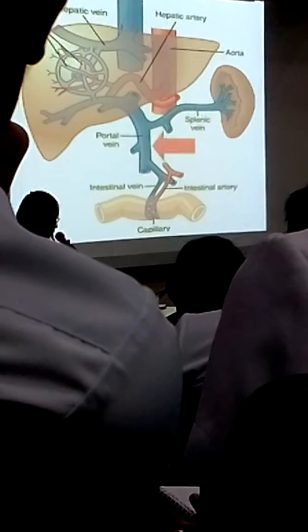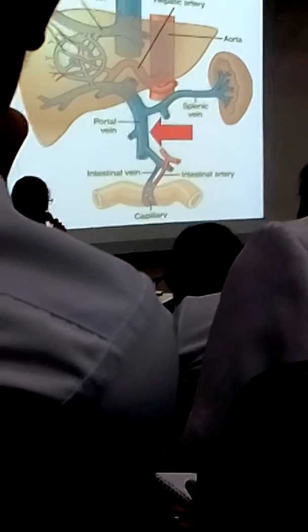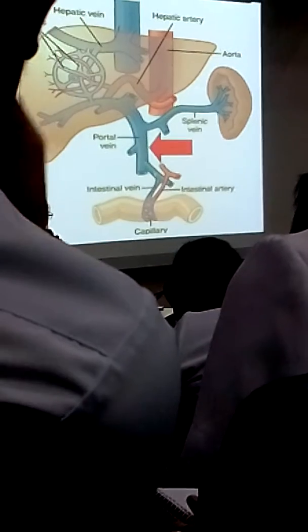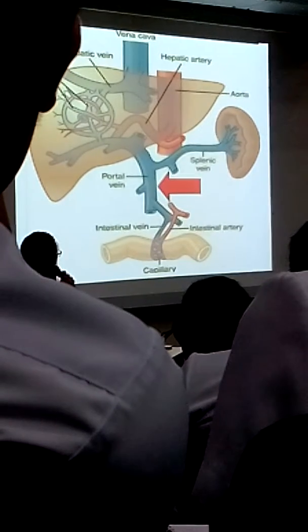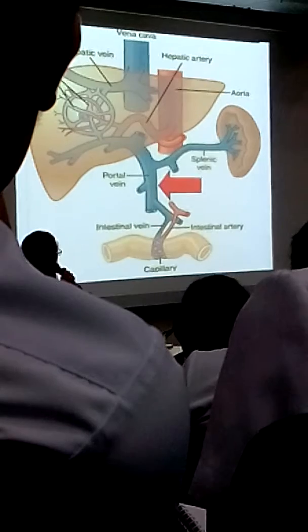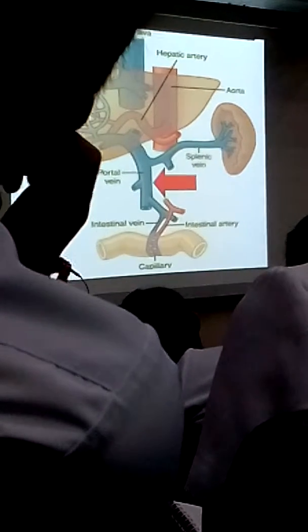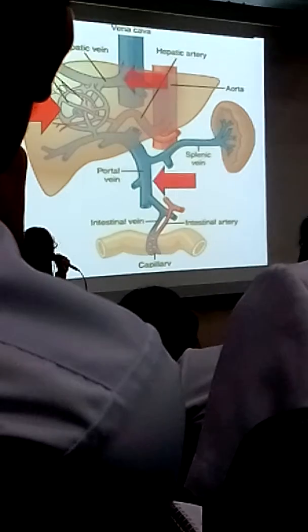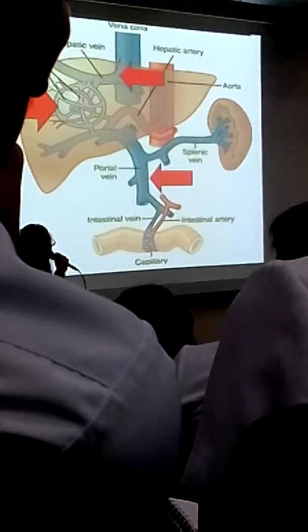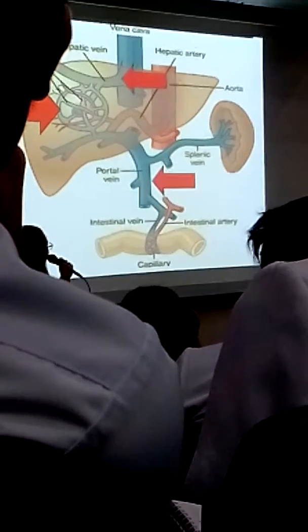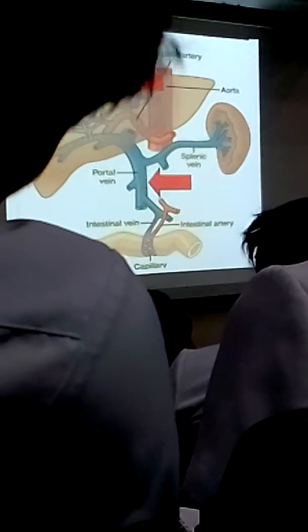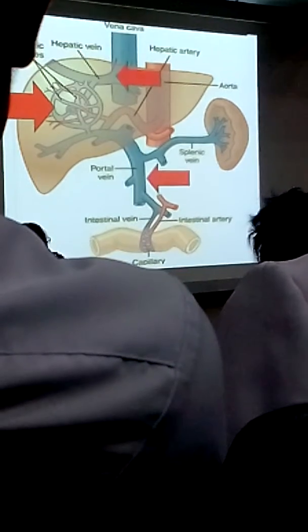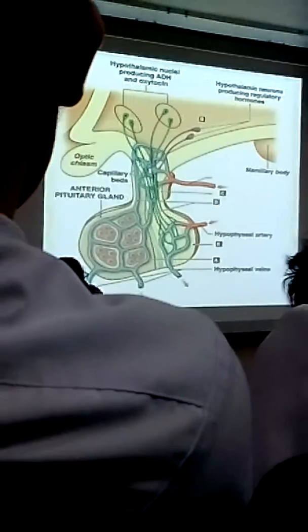So basically, the blood coming from the capillaries of your intestine and from the spleen goes into your portal vein, and after which it goes into your liver sinusoids. This is the second capillary. And then it drains into your hepatic vein. What's the purpose of passing through the hepatic sinusoids? For absorption of nutrients, before it goes back to your vena cava.